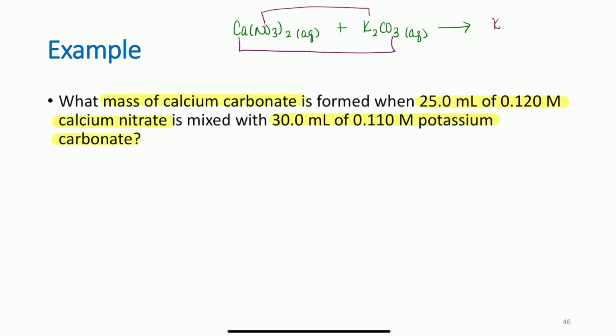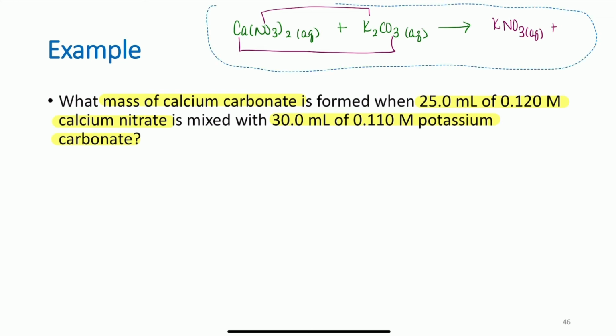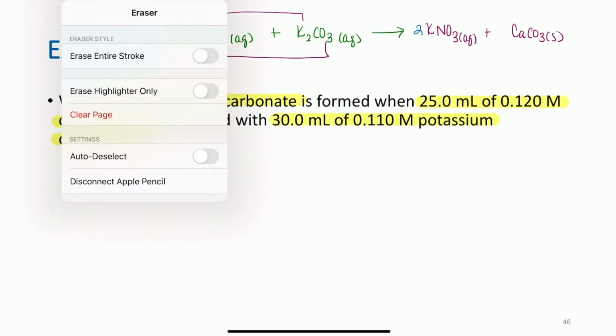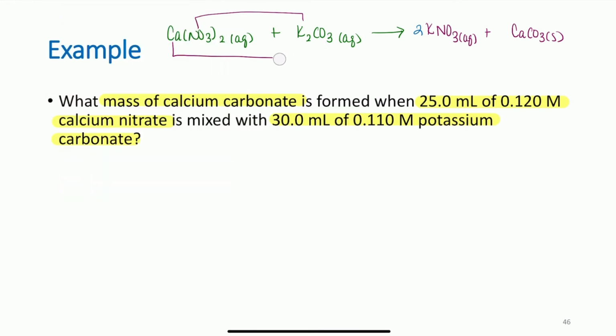So I'm forming potassium nitrate, which is soluble, and calcium carbonate, which is insoluble. Balance your reaction, and you're good to go.